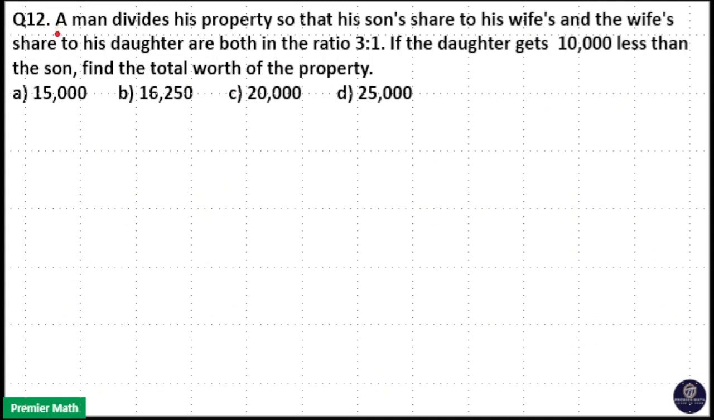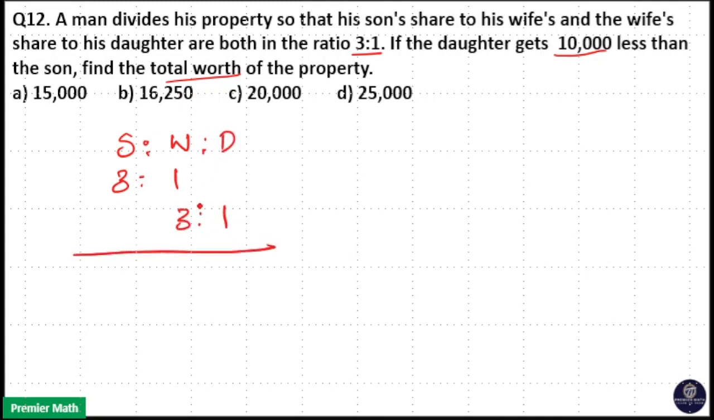Next is question number 12. A man divides his property so that his son's share to his wife's share and wife's share to his daughter's share are both in the ratio 3:1. If daughter gets 10,000 less than the son, find the total worth of the property. Here son's share to his wife's share is 3:1 and wife's share to his daughter's share is the same 3:1. So 3 into 3, 9, 3 into 1, 3, 1 into 1, 1. That means son is to wife is to daughter is 9 is to 3 is to 1.